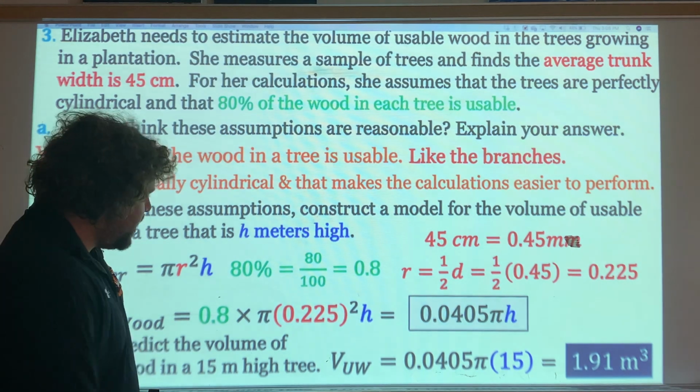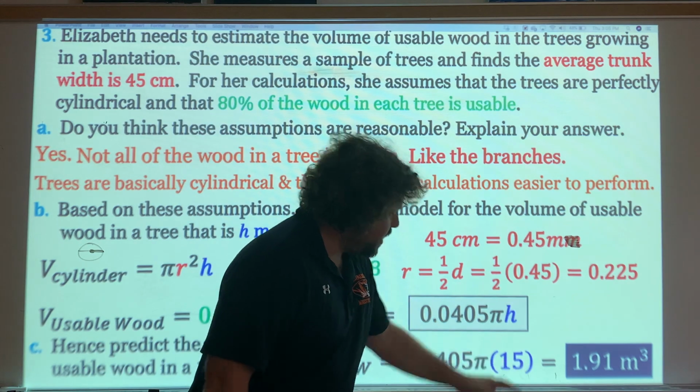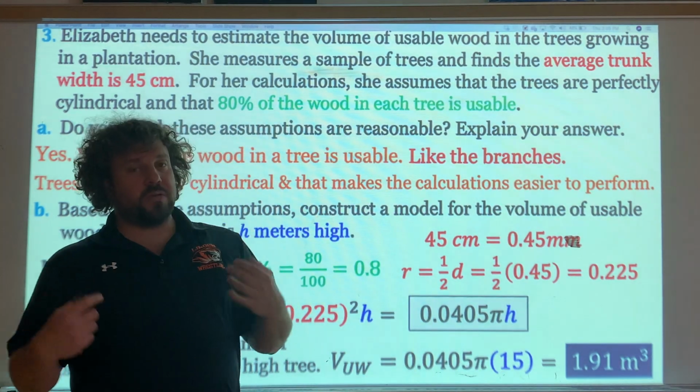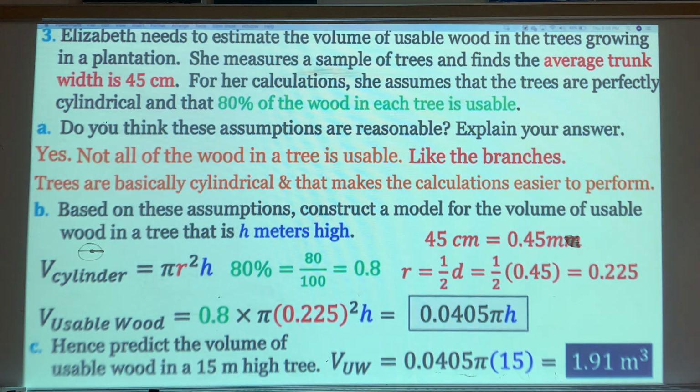If it was 20, now you can go, what about if the tree grew to 20 meters? Well, I just put a 20 in here. What if it was only 5 meters? I just put a 5 in here. So this formula tells me all those answers just from that one formula. All right? Isn't that cool? I think it's cool. Problem number 4.